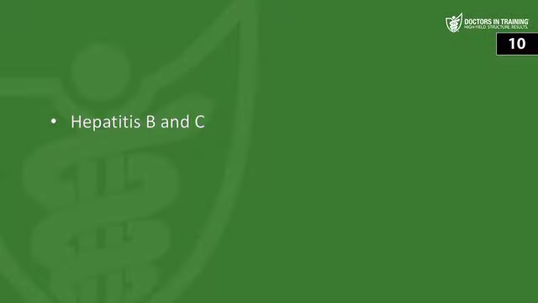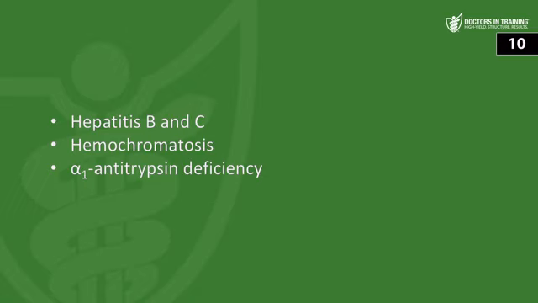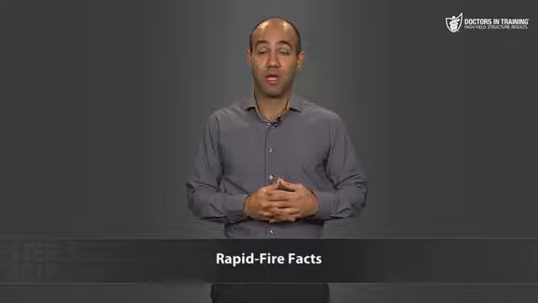What are the risk factors for the development of hepatocellular carcinoma? Remember, chronic hepatidities, including hepatitis B and C, hemochromatosis, alpha-1 antitrypsin deficiency, hepatic adenomas, and in general, anything that causes cirrhosis. All right, now on to our rapid fire facts.